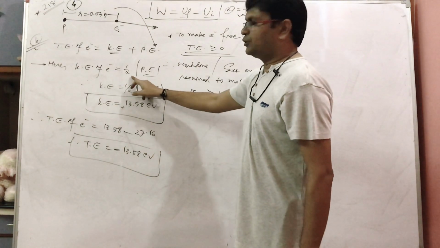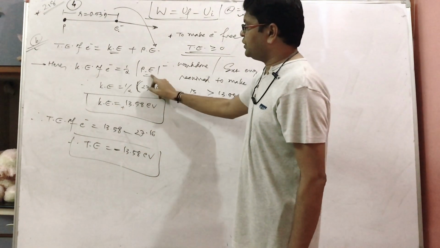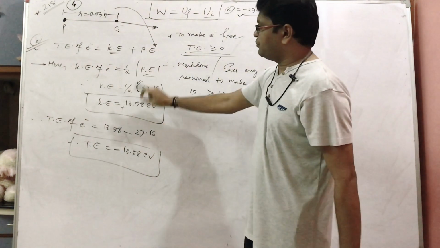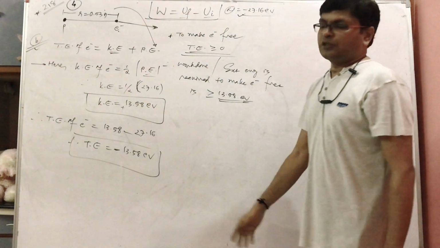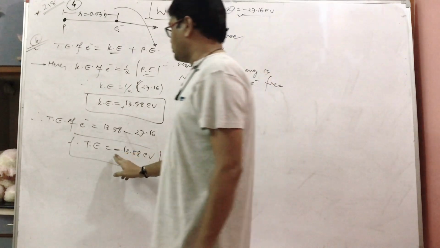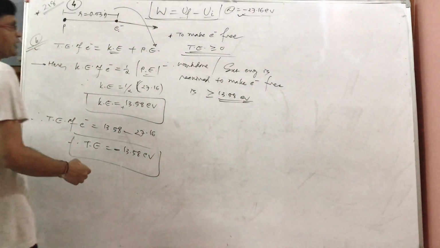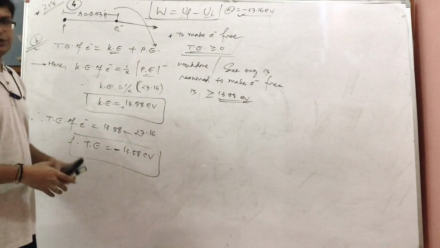Ke is already given in the form of half of P. P we have already found, its magnitude. So with Ke and P, you can easily find the total energy. The total energy is already negative here. This negative sign indicates the electron is already in a bound state.